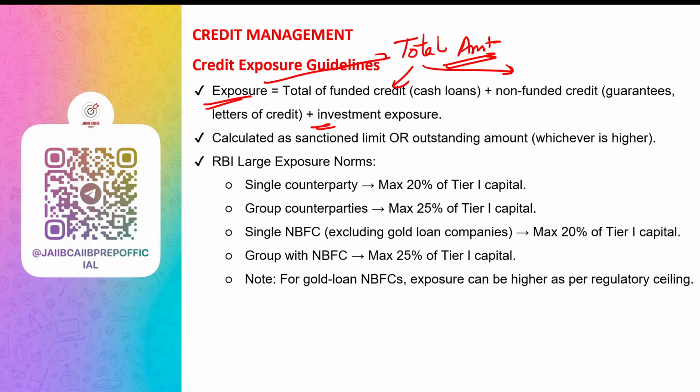And how are these calculated? So take whichever is higher between the sanction limit and amount outstanding. And for fully drawn term loans where no more money can be withdrawn, only the outstanding is counted. There are exposure limits to single and group borrowers as per RBI's large exposure norms. For single counterparty, maximum exposure can be 20% of bank's tier 1 capital. For group of connected counterparties, maximum 25% of tier 1 capital.